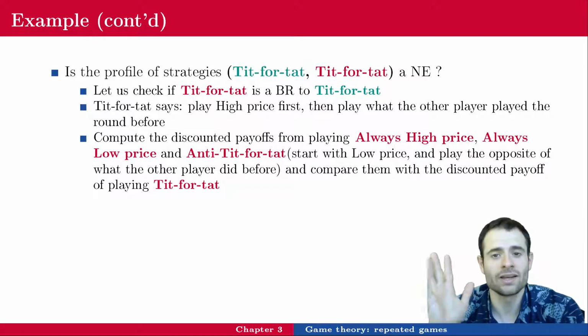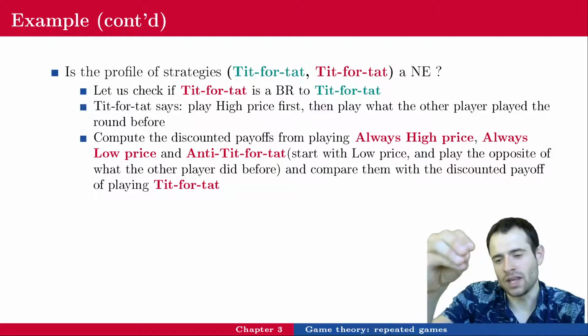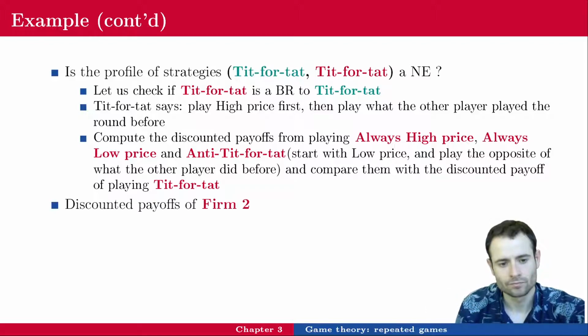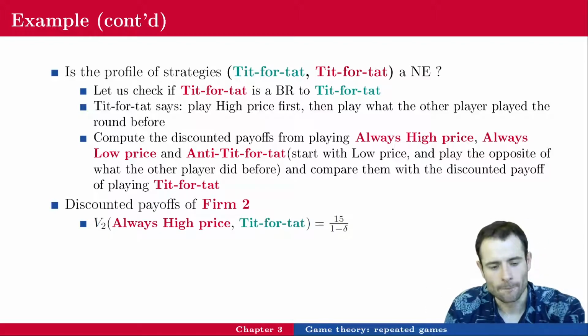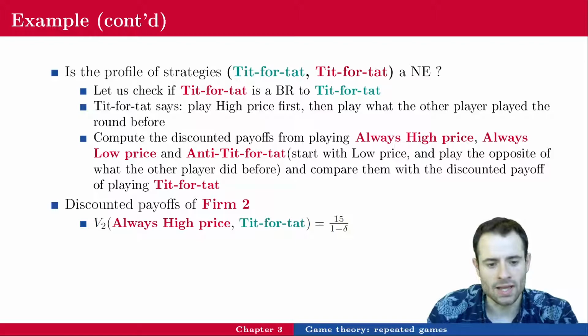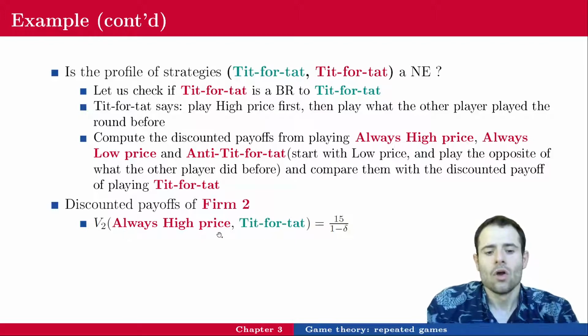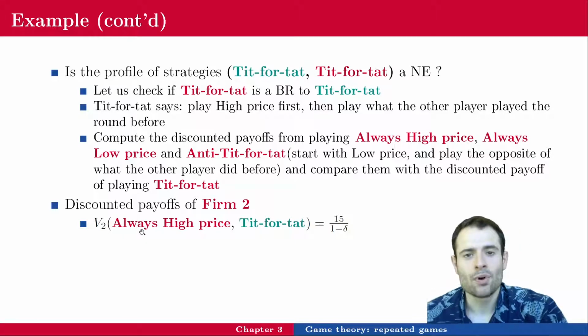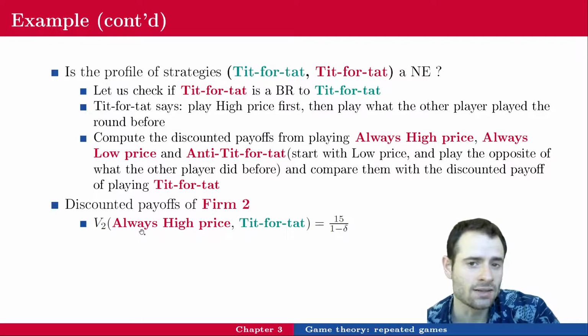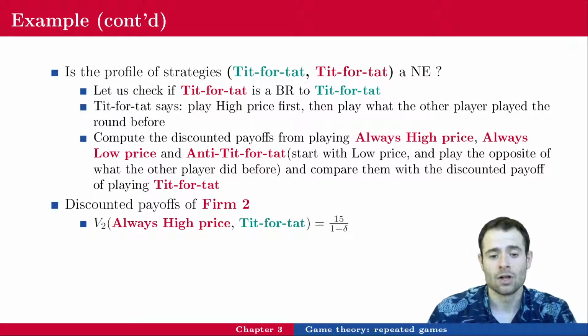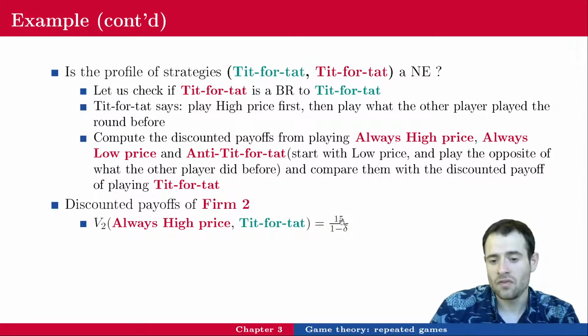Let me tell you, it's going to get messy. But you have to take your time and list all of the payoffs. So, if firm 2 plays always high price and firm 1 sticks to tit for tat, then firm 2 plays high price every period, and tit for tat is going to make firm 1 play high price every period as well. So the discounted payoff will be 15 over 1 minus delta.